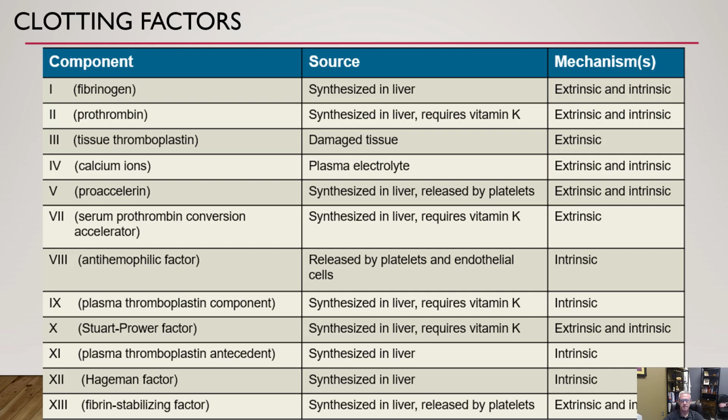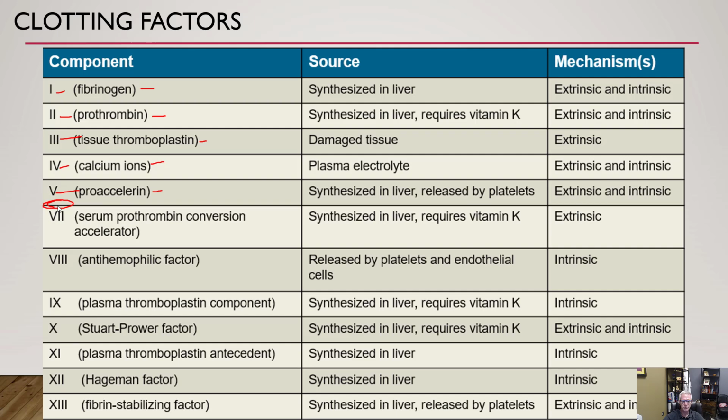And then figure out where they play in the extrinsic, the intrinsic, or the common pathway. So here you can see that clotting factor 1 is fibrinogen, clotting factor 2 is prothrombin, 3 is thromboplastin, 4 is calcium, 5 is proaccelerin. Now we don't have a 6. There is no clotting factor 6.